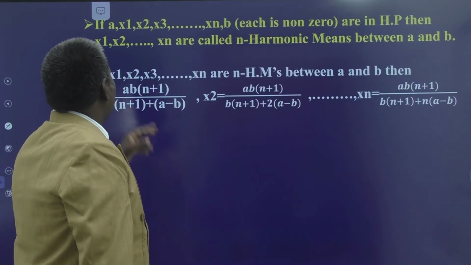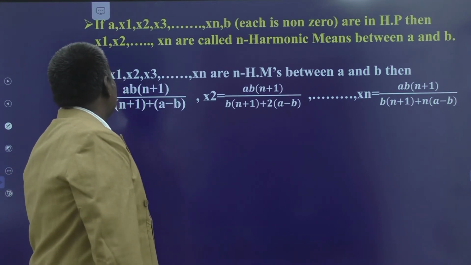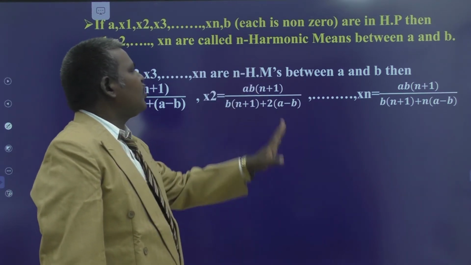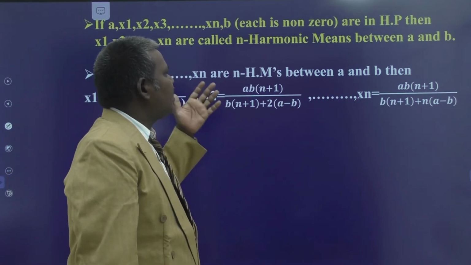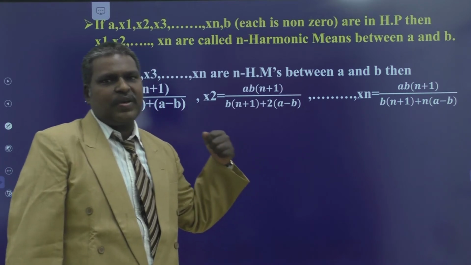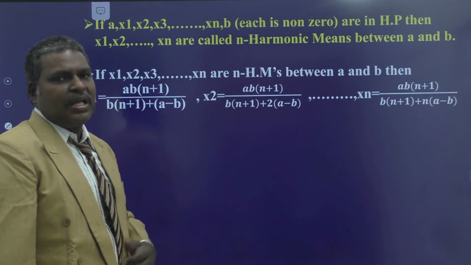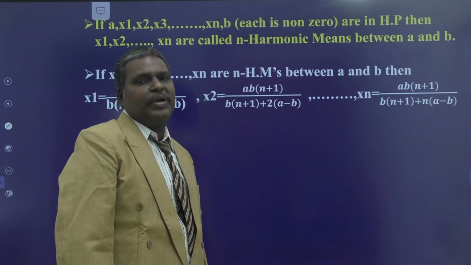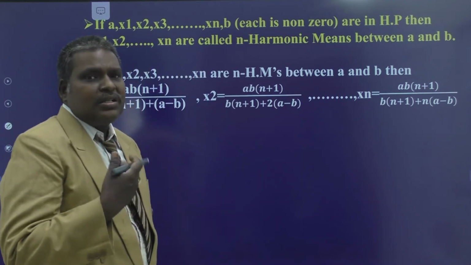Now next one. If a comma x1, x2, x3, xn and b are in harmonic progression, then x1, x2, x3 and so on up to xn are called n harmonic means between A and B. Same definition. We define it in the same manner as for arithmetic progression as well as geometric progression. A and B are any two numbers. If you take some numbers between them, if those form an arithmetic progression, we say that the middle numbers are called arithmetic means. If they form a geometric progression, we say that the middle terms are geometric means.